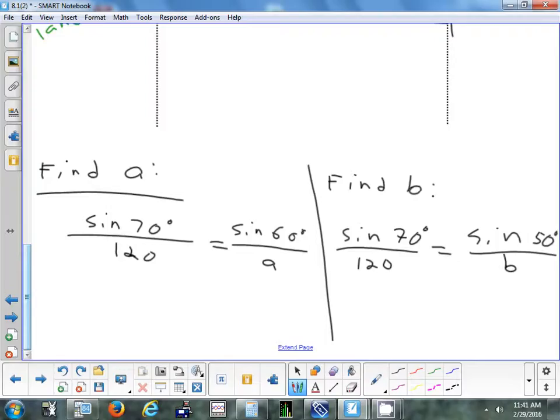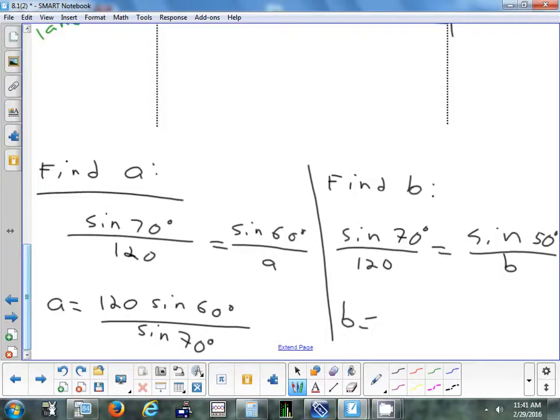Okay, so I think the hardest thing in this kind of problem is just taking all the information they give you and making a picture. If you can make the picture, then the problem is very easy. Okay, but making the picture can be a little tough. So A is 120 sine 60 over sine 70. Okay, so we'll find that in a second.